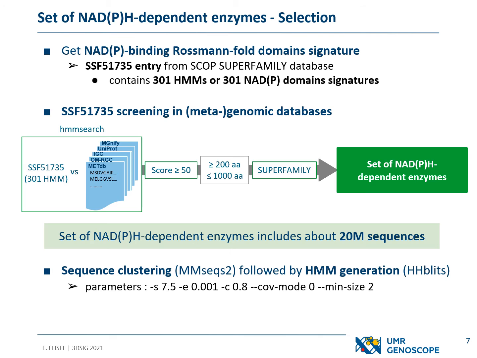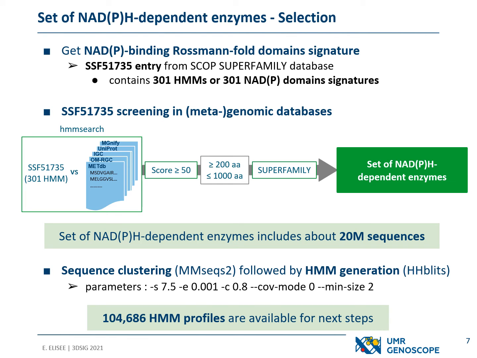Next step was the clustering of this new set using MMseqs2 software in which sequences were clusterized only if the alignment covered 80% of both target and query length. We obtained more than 100,000 families and as many corresponding HMM profiles, and in the end, 104,686 HMM profiles are available for next steps.